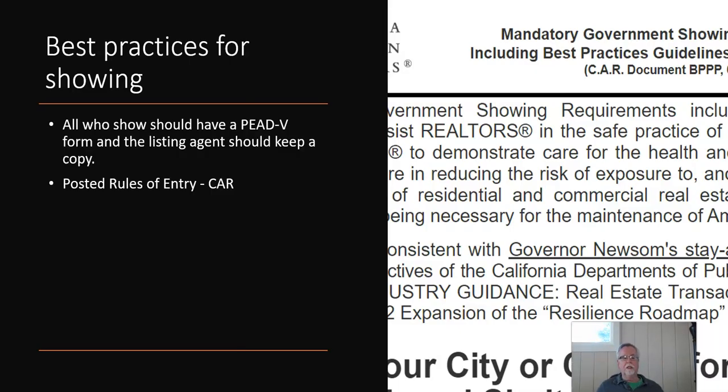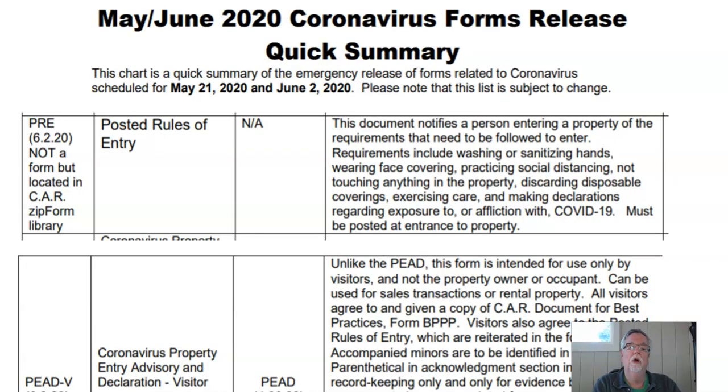So best practices: everybody who shows property, that includes agents and prospective buyers, is supposed to fill out a PEAD-V form, and a copy is supposed to be kept by the listing agent, and the listing agent should post the rules of entry, which you can actually get from the California Association of Realtors. I'll show you how. So, May, June 2020 forms release.